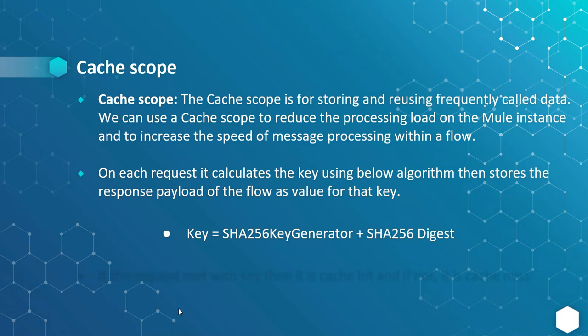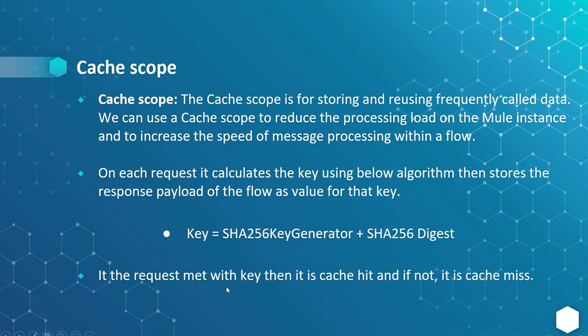If I send a unique request, one more request with another employee ID like 2, at that time it will calculate the key again. Then it will check in the cache whether that key exists. No. Then it will continue the flow to the database call, then respond back. If the request matches a key, it is called a cache hit. And if the request doesn't match a key, it is called a cache miss.